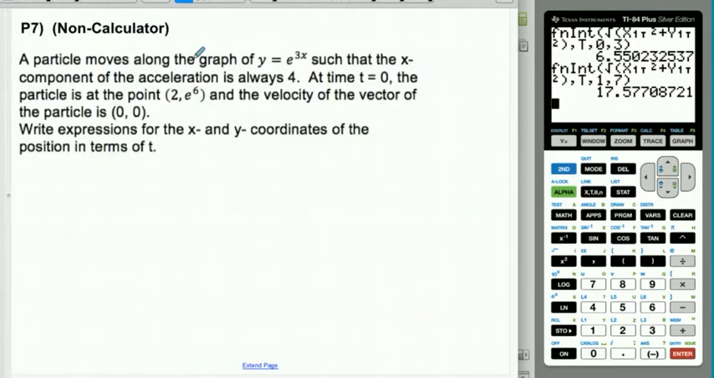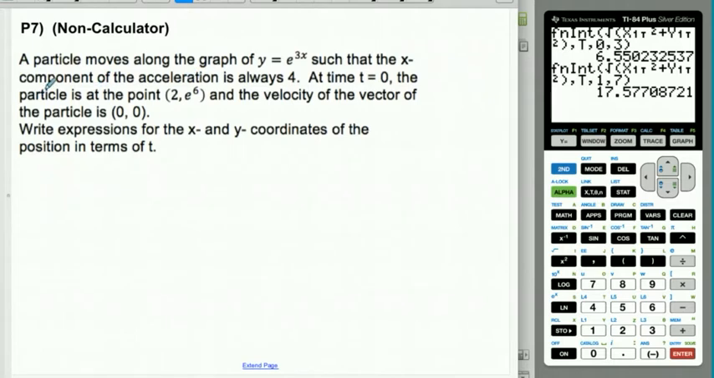A particle moves along the graph of y equals e to the 3x, such that the x component of the acceleration is always 4. At time t equals 0, we know that the particle is at the point 2 comma e to the 6th, and the velocity vector of the particle is 0, 0. Write the expression for the position of x and y. So it's the same concept. Let's go ahead and walk through that.